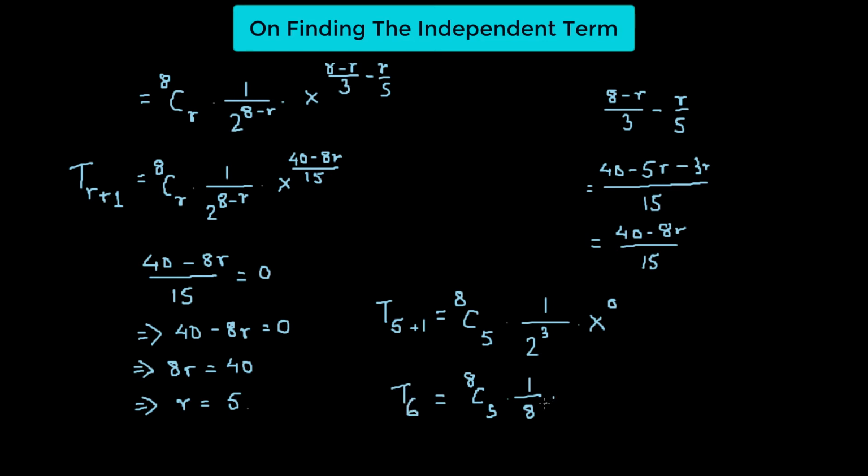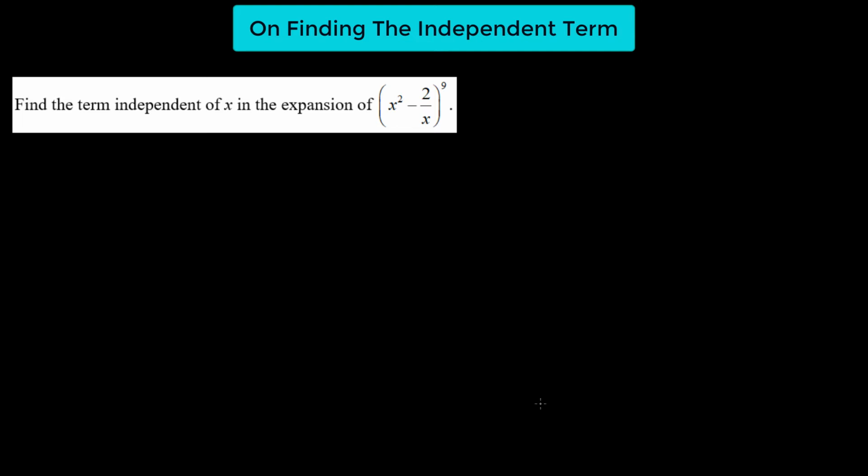Let's go to the next question. So here we are to find out the term which is independent of x in the given binomial expression. So we begin by assuming that our r plus 1th term is independent of x.